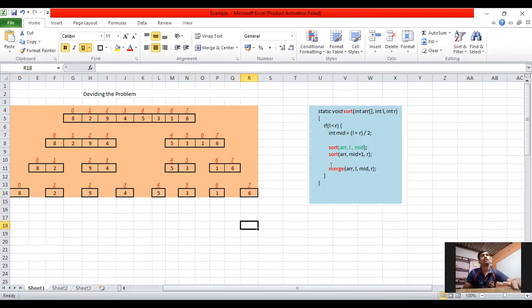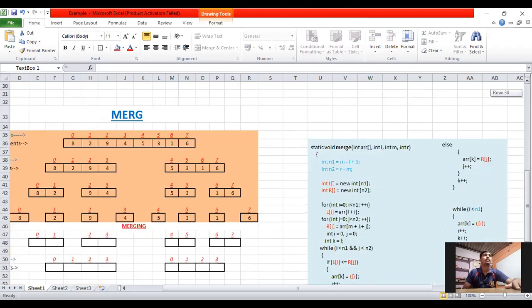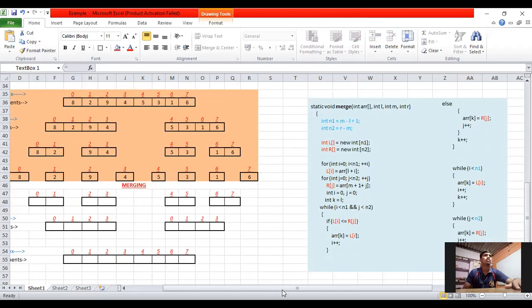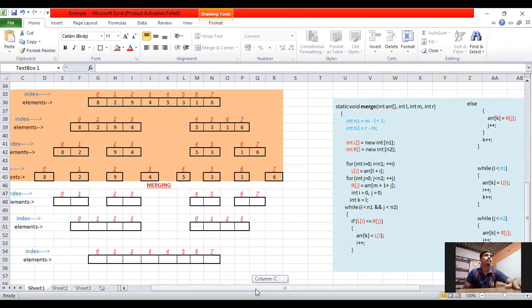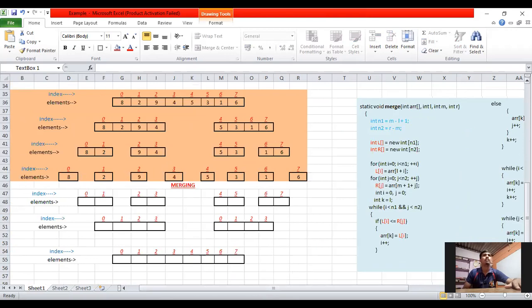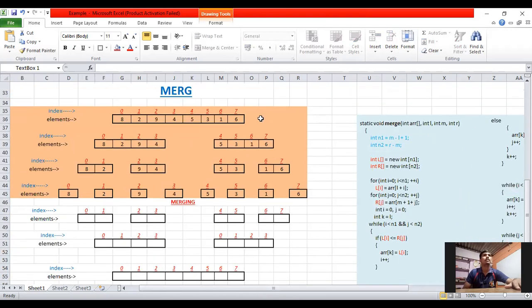So after dividing, comes the merge method. The merge method is the backbone of this merge sort algorithm. So let us discuss how merging happens. Let's take this algorithm. For this algorithm, we pass the parameters: this array, then the lower bound, upper bound, and the midpoint.